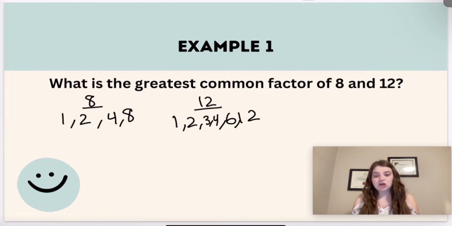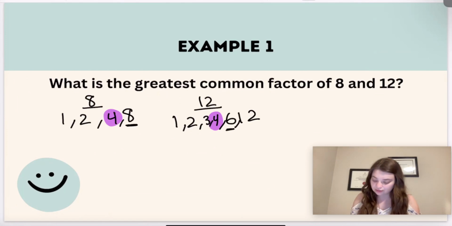So to find the greatest common factor, I need to know what's the greatest number that appears on both these lists. And that number is 4. 4 appears on both lists, and there is no number greater than 4 that also appears on both lists. 8 is greater, but it only appears on the first list.